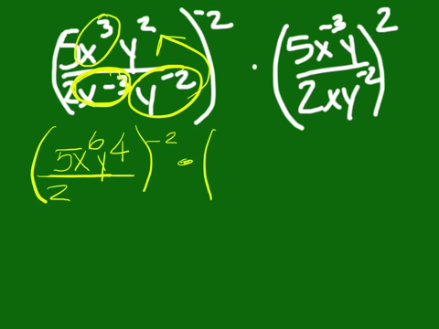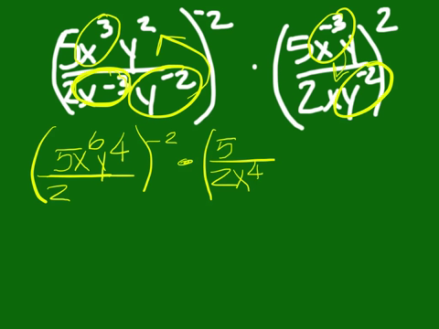Now on the other one, what stays put right off the bat? 5 and 2. Now, what happens to this one? Goes down and combines with x to be x to the fourth. That's right. It goes to the bottom, combines with that one to make x to the 4th. And what about this one? Goes to the top and combines with y to the third. Yes, it'll go to the top and combine with the one that's already there to make y to the 3rd. And this one is to the 2nd power.